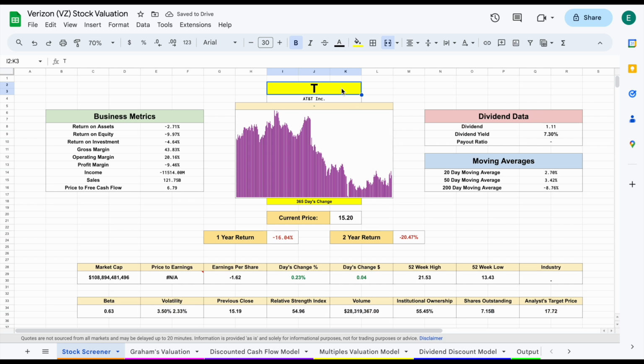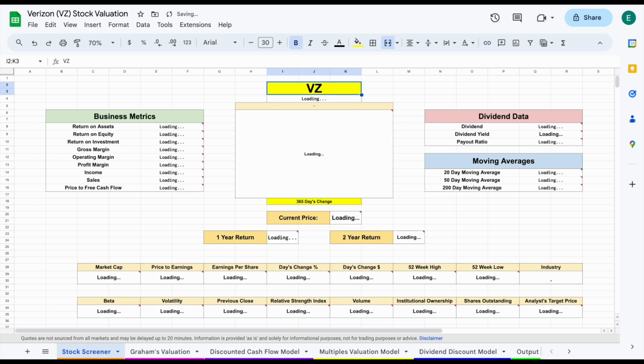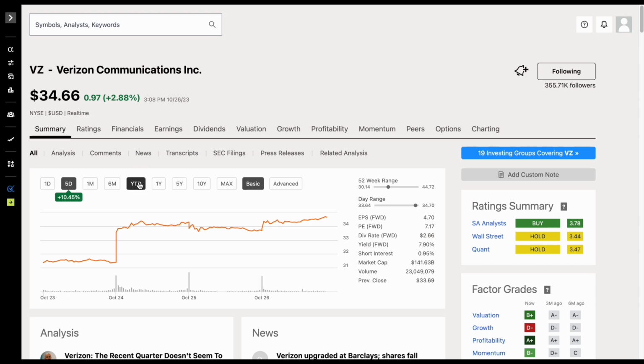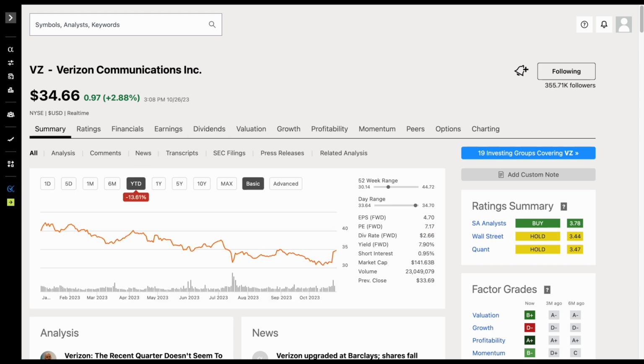Now, okay, let's go ahead and come up here and plug in VZ and hit enter, and you can see all this data will automatically load in. We've already touched on the dividend data quite a bit, and we can see the 20-day moving average up quite a bit, the 50-day up quite a bit, but the 200-day moving average still down quite a bit. And like we discussed, year to date, this company is still down around 13.6%, so no surprise there.